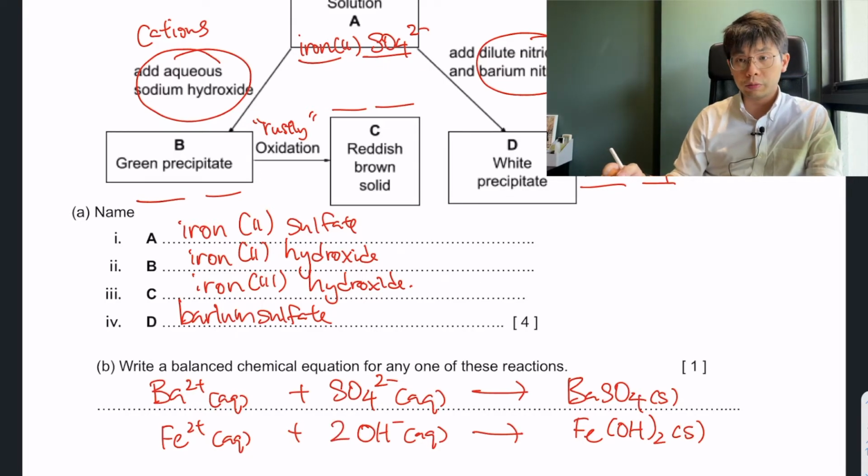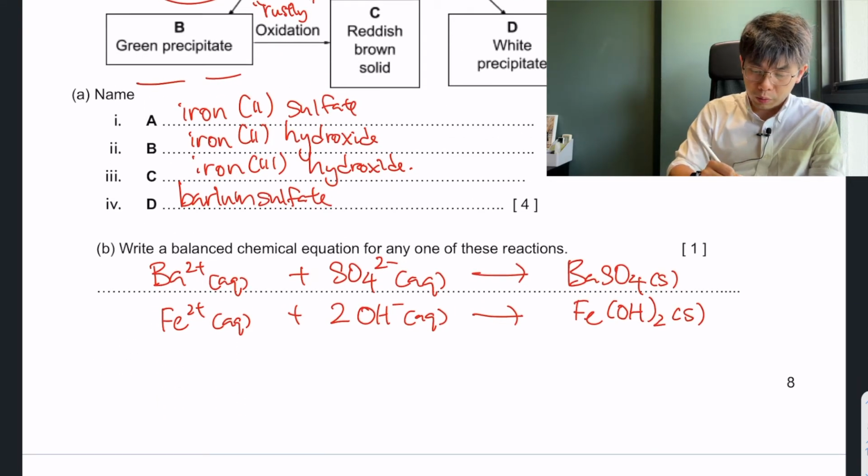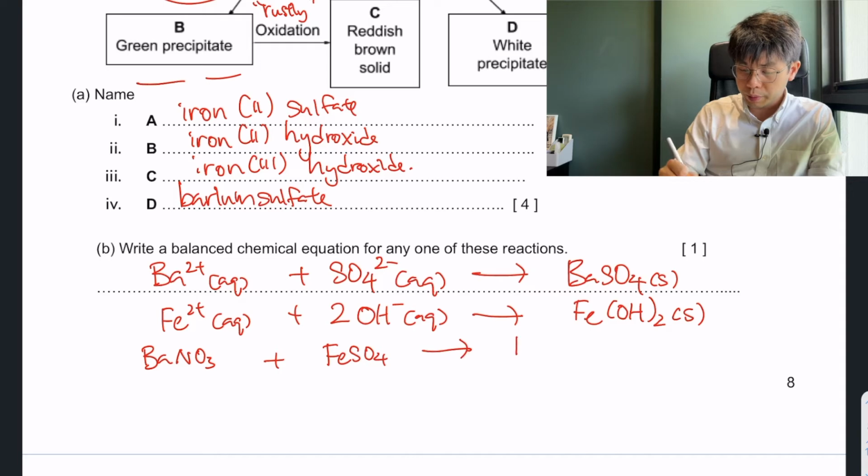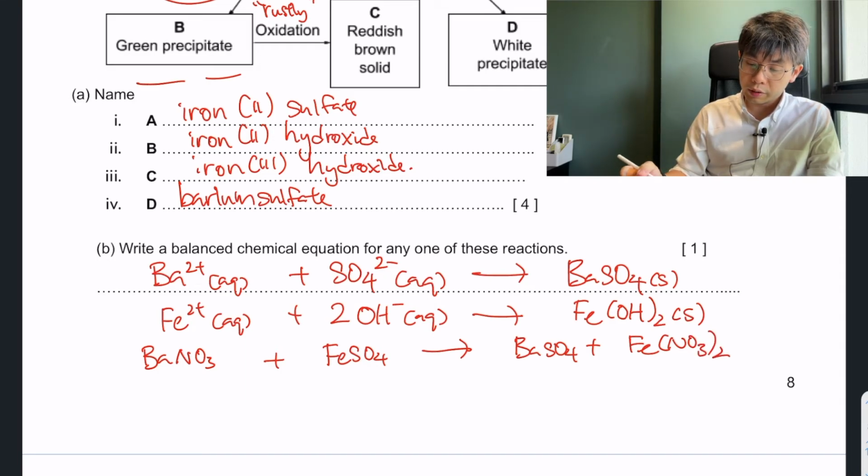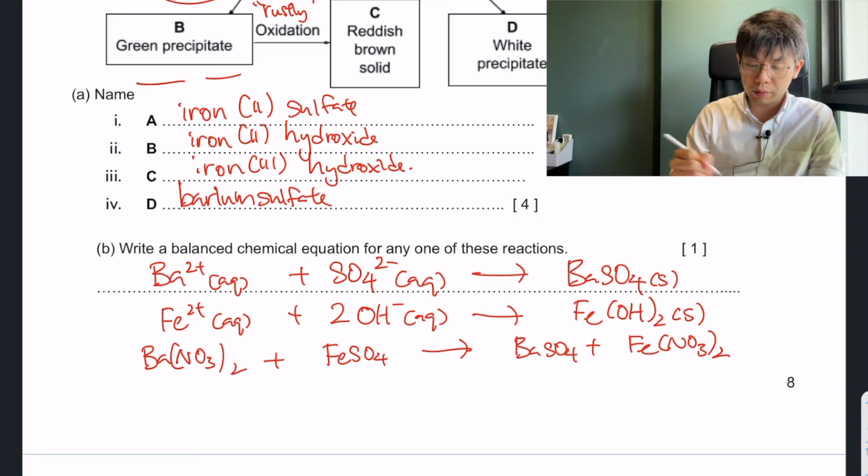Of course you can write the full equation, so I'm going to write it out for you. We have your barium nitrate reacting with my iron sulfate to form my barium sulfate plus my iron 2 nitrate. And then if we balance this, how do we balance this? Oh yeah, sorry, this one is barium nitrate, so we don't need to balance this. Or the other one would be my iron sulfate, sorry.